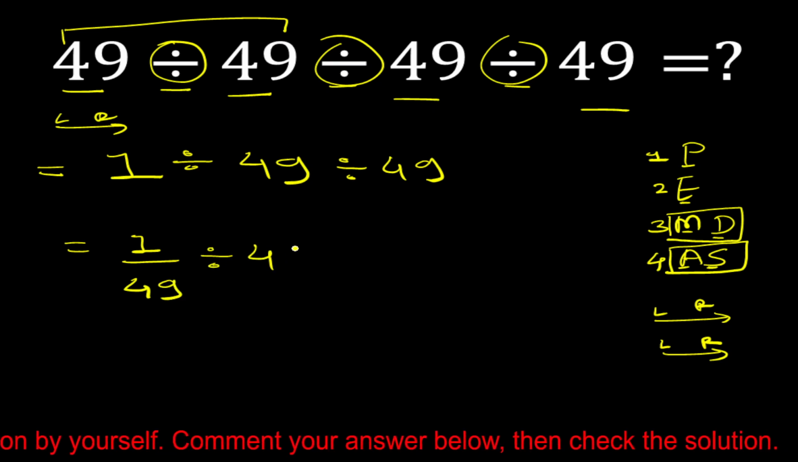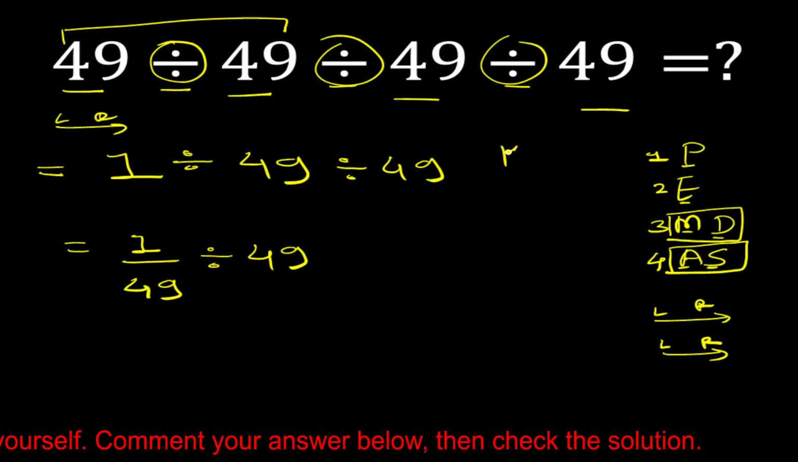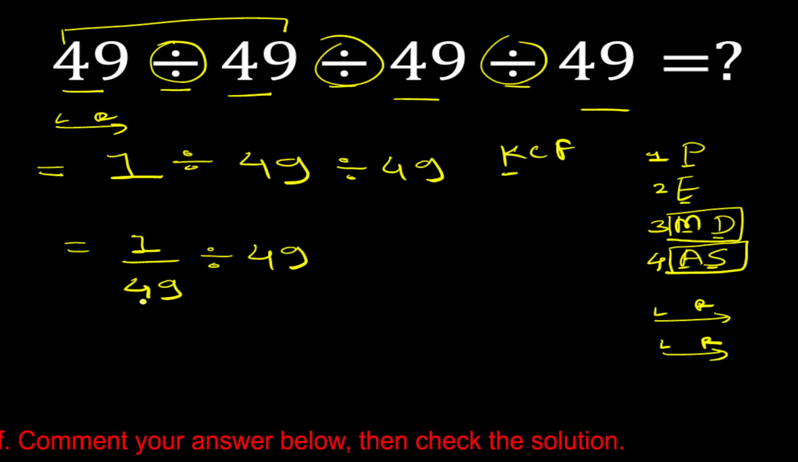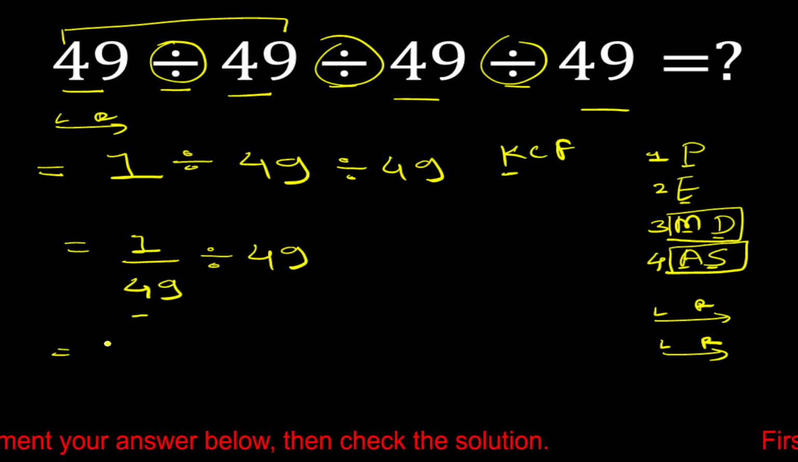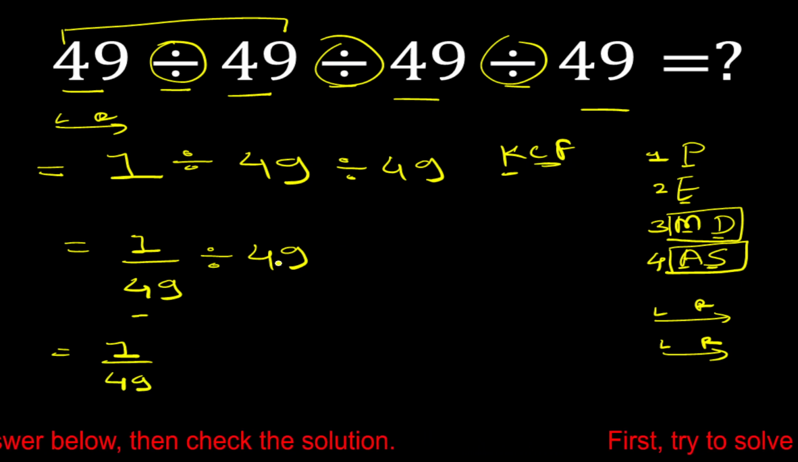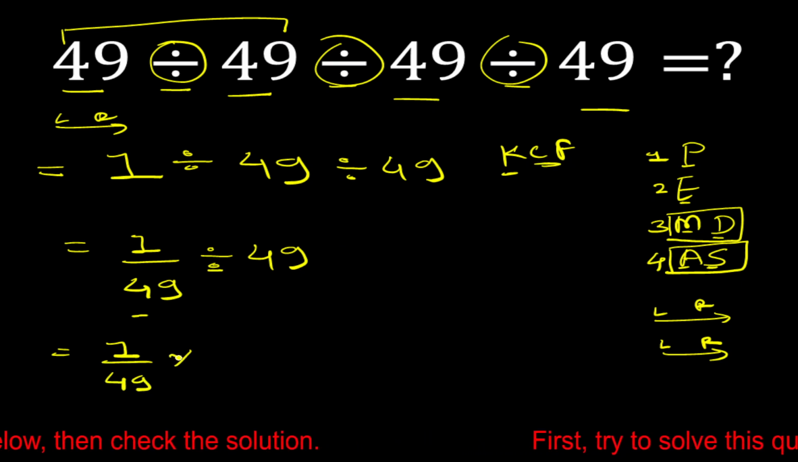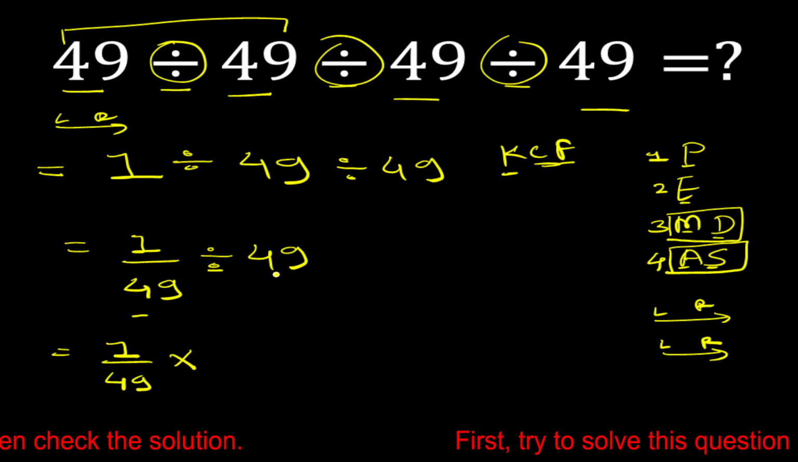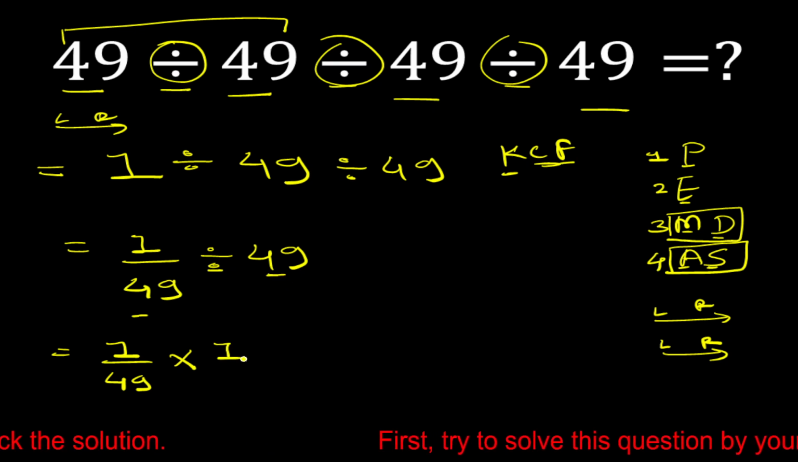÷ 49. Now according to the KCF rule, K means keep 1 upon 49 as it is, the same. C means change this sign from division to multiplication. F means flip this last fraction to 1 upon 49. Okay.